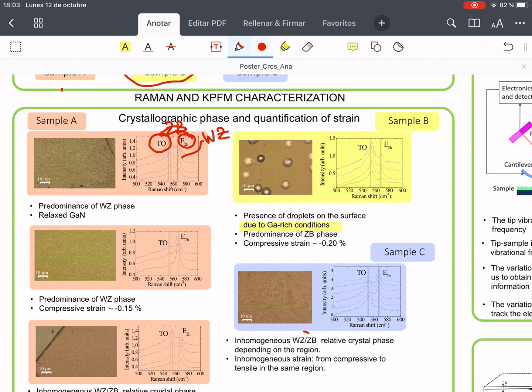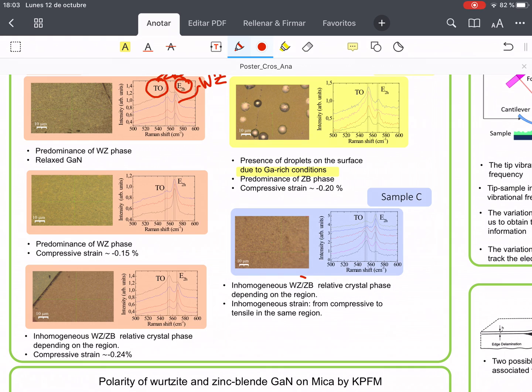In sample A, we find different regions, and in the different regions, we have seen differences in the ratio between Wurtzite phase and zinc blende phase, and also differences in strain. We can evaluate the strain by determining the frequency of the different modes.